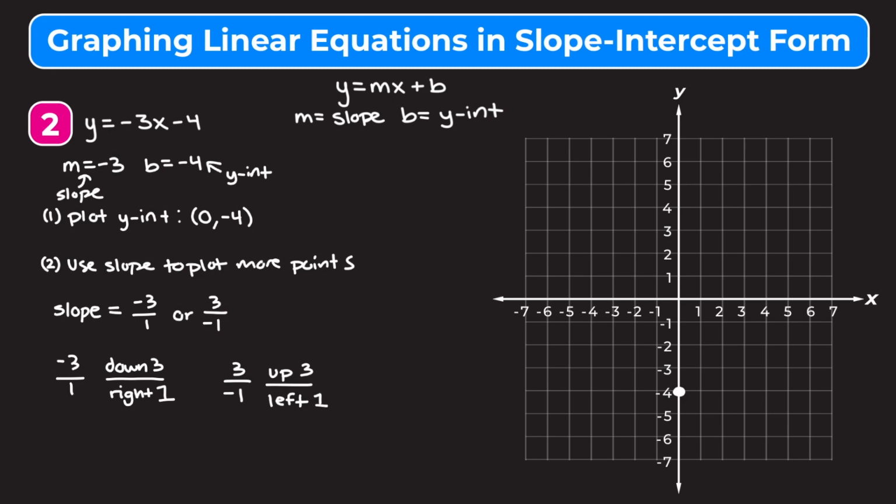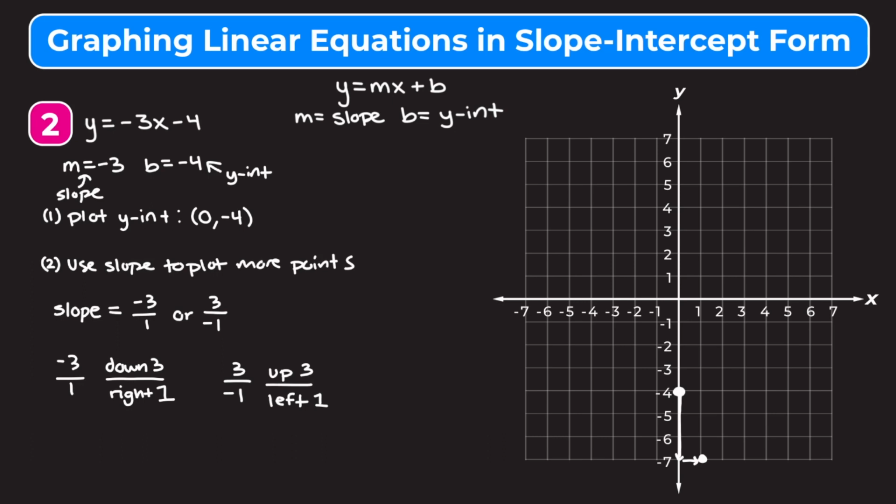So now we're going to go back to our graph. We're going to look at this initial point we plotted. And let's go down 3 and to the right 1 first. So we're going to go down 3 to the right 1. And we can only do that once because we're going to be off our graph if we keep going.